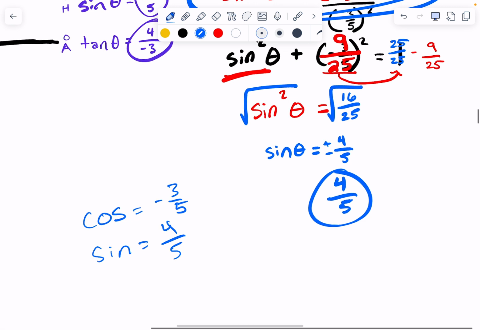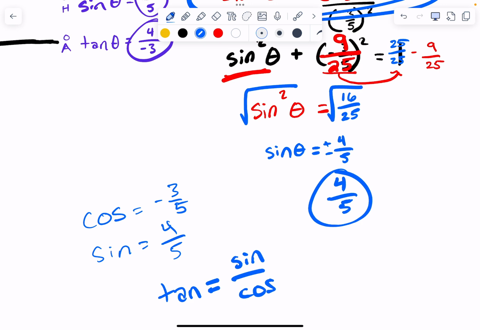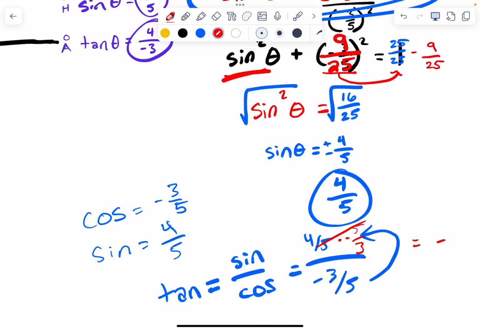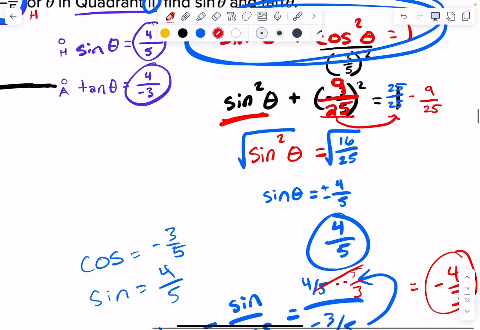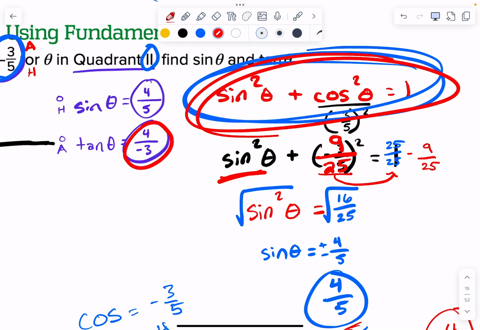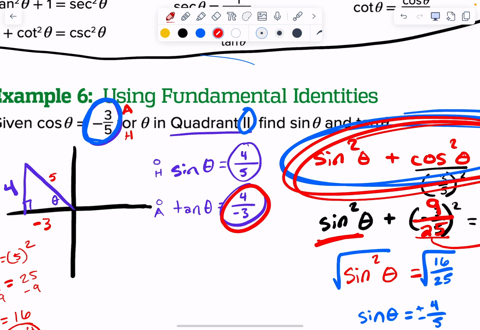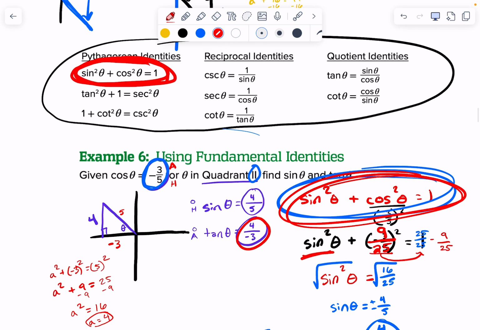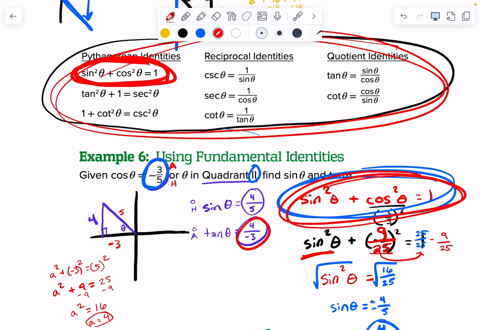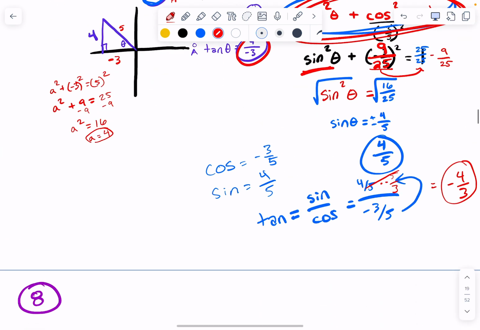How do I use that to find tangent? Tangent is sine over cosine. Sine is 4/5, cosine is negative 3/5. I can keep, flip, times negative 5/3. The 5s cancel, so it is negative 4/3. Is that what we got for tangent? You betcha. So you can use these Pythagorean identities, and they will end up giving you the correct answer also. Or you can graph it, whatever. So that's how you use these. All right, good? Okay, that's all.